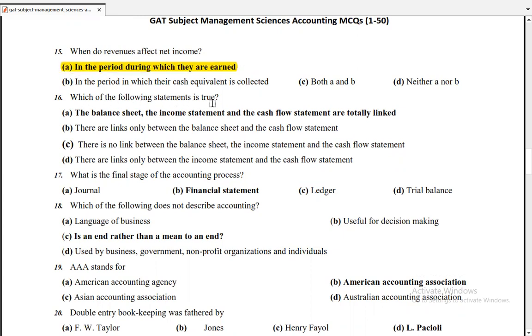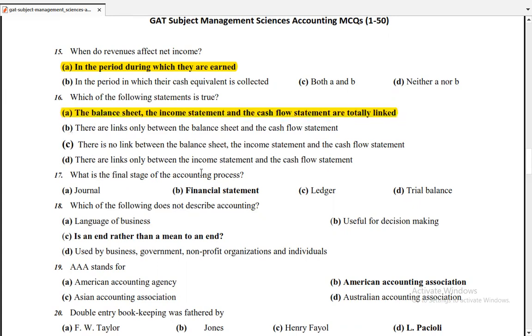Which of the following statements is true? There are links only between the balance sheet and cash flow statement. There is no link between the balance sheet, the income statement, and the cash flow statement. There are links only between the income statement. So all three statements are incorrect. The correct one is that the balance sheet, the income statement, and the cash flow statement are totally linked.